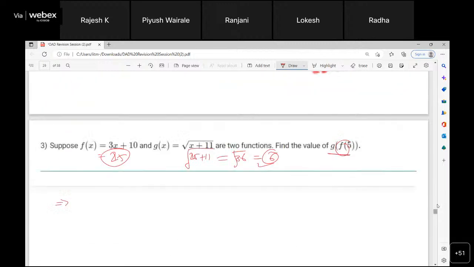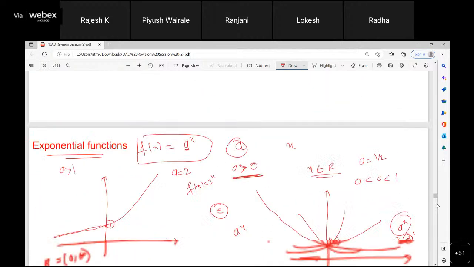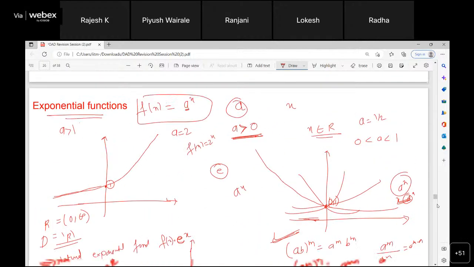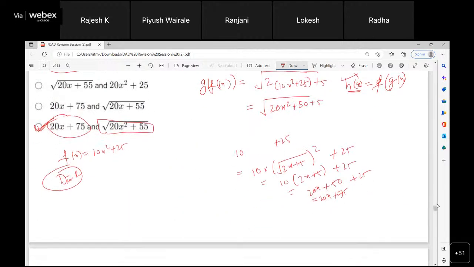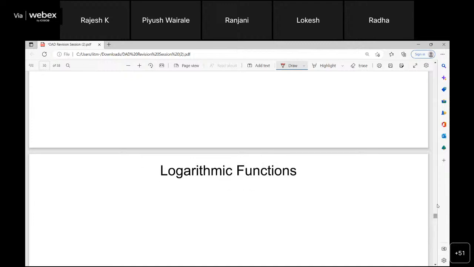Okay. So this is from week 5, that is functions. The main focus will be on exponential functions and composite functions, and how to find them, and a few properties also you need to apply.